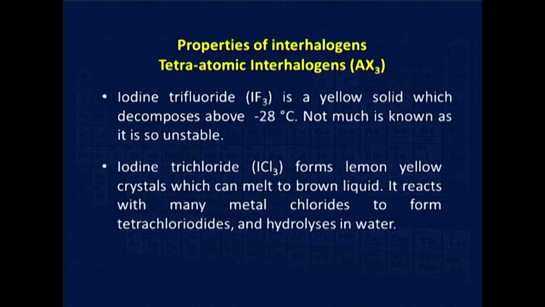The tetraatomic interhalogen iodine trifluoride is a yellow solid which decomposes above minus 28 degree centigrade, and not much is known since it is an unstable species. Iodine trichloride forms lemon yellow crystals which melt to a brown liquid. It reacts with many metal chlorides to form tetrachloroiodide and hydrolyzes in water.